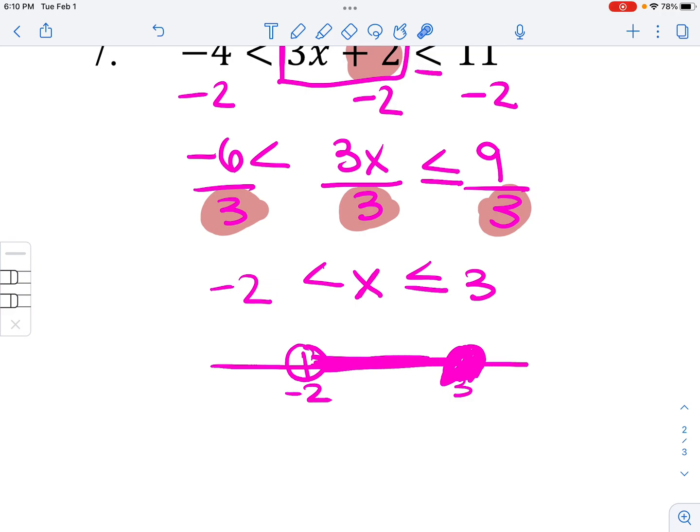And that's because your shaded section has to be less than 3. So numbers that are less than 3 are found over here. And at the same time, those numbers are also bigger than negative 2. So numbers that are bigger than negative 2 are over here, which is how they end up getting trapped in the middle. But again, it looks just like the statement.